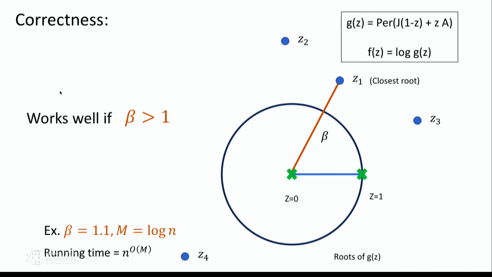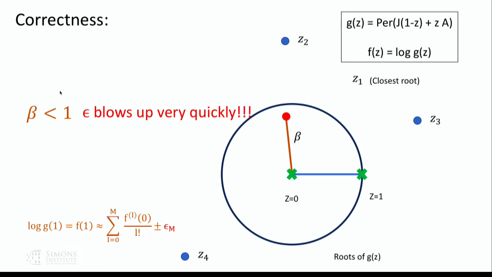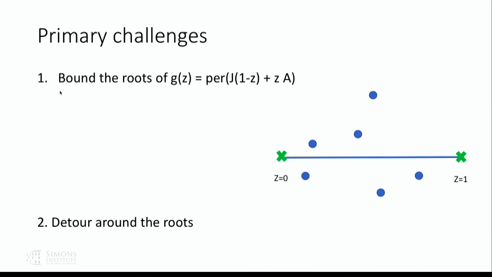Now, for the correctness, as we have been discussing, it's related to the roots of this univariate polynomial. If they are all outside of the unit circle with some significant margin, then it turns out that log n many terms in this Taylor expansion is enough. But if I have even one root inside this unit circle, then the error blows up very quickly. So what I want is to push all of the roots outside.